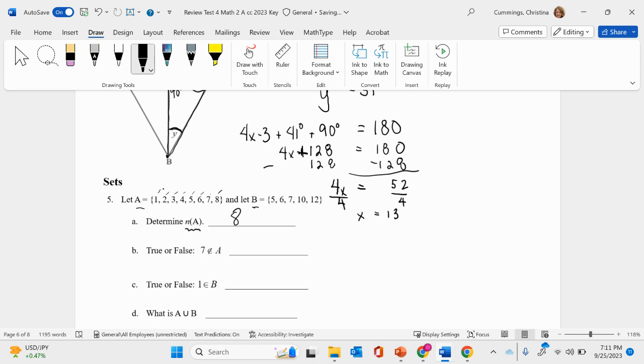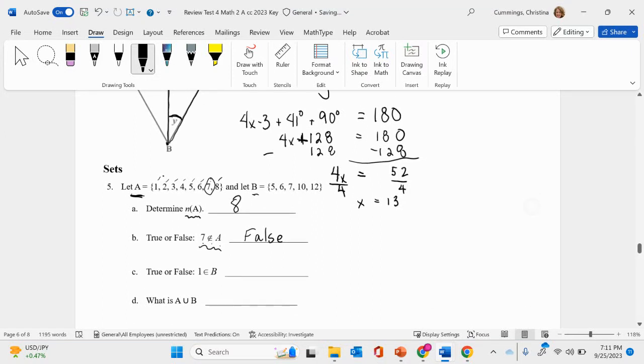Our next question is a true or false question. The statement is 7 is not an element of A. Is that true or false? Well, there's 7. 7 is an element of A. So that statement right here is a false statement.